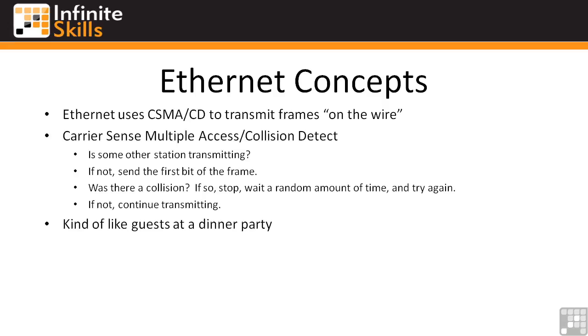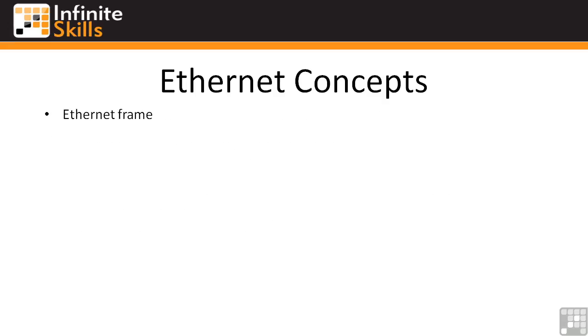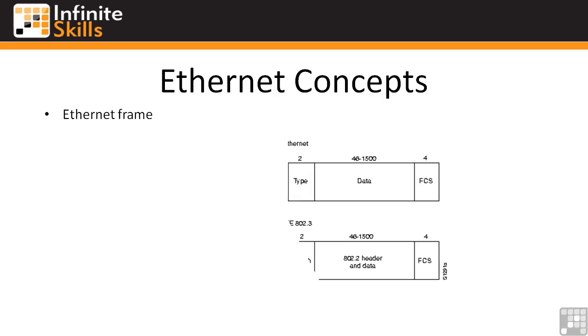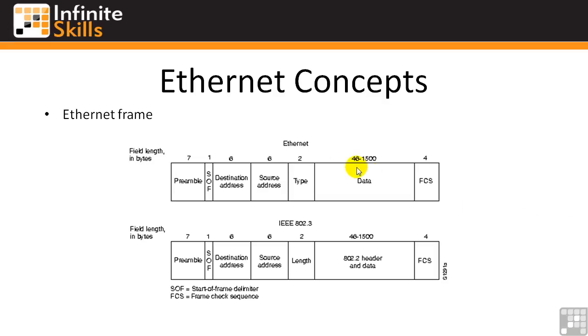So lastly, let's move on and look at the layout of an Ethernet frame. Here we have the old-style Ethernet up top, and we have the IEEE 802.3, which is the Ethernet 2 standard, here at the bottom. And you can see that the frames look pretty much the same. Really, the only difference between the two is this section of the frame right here.